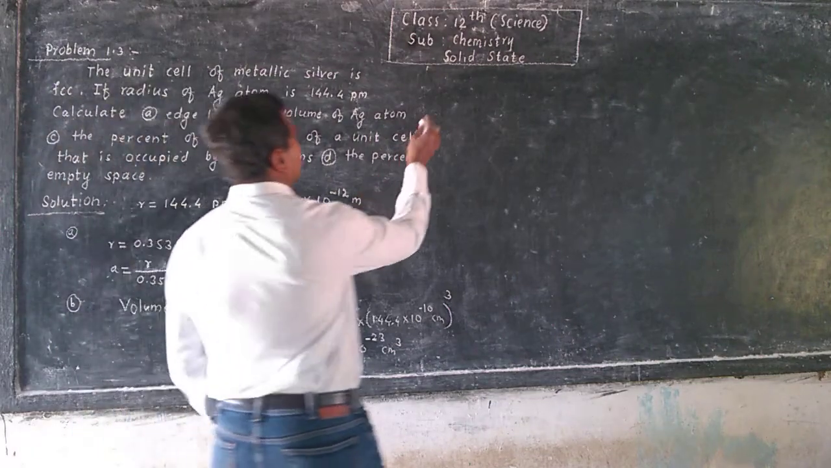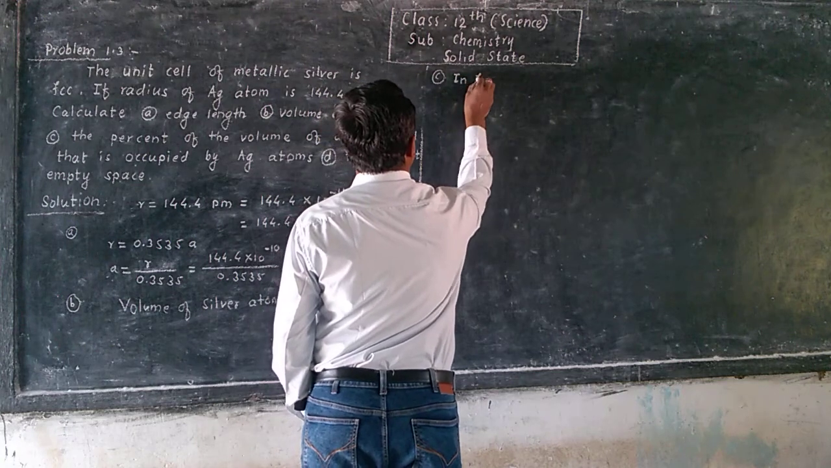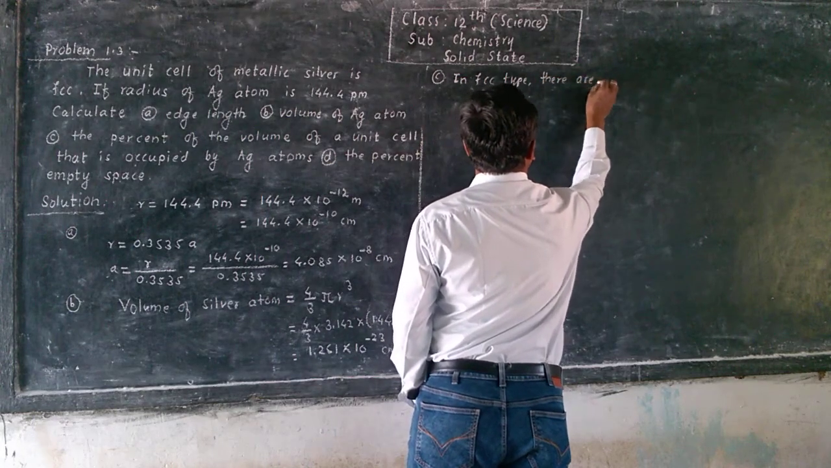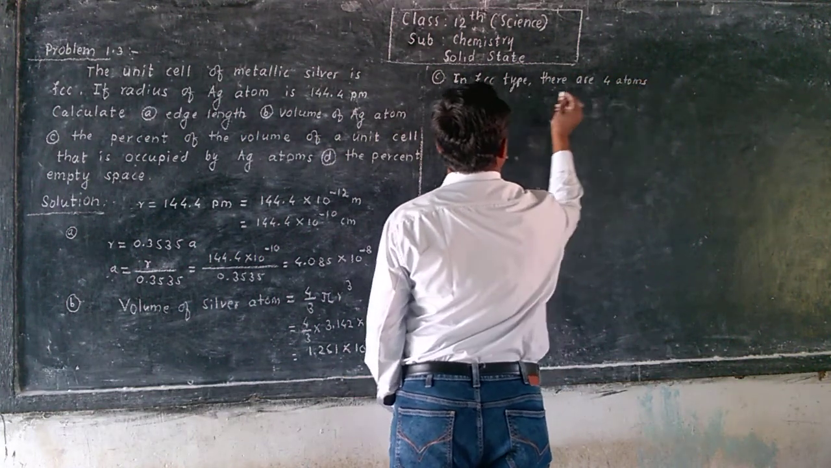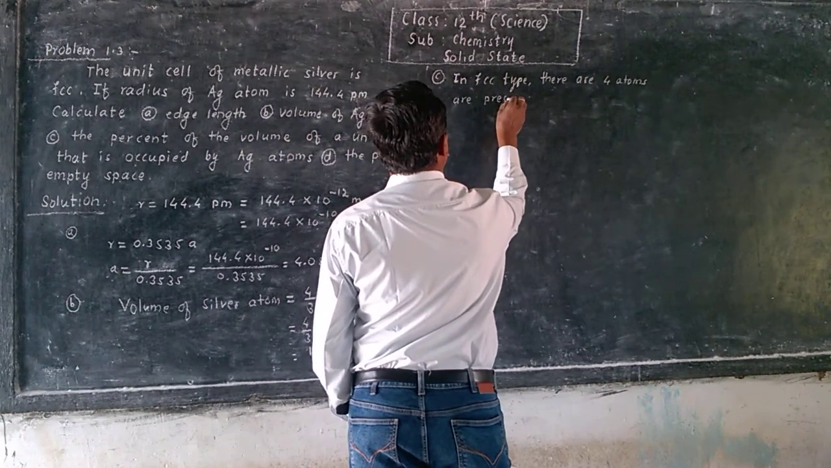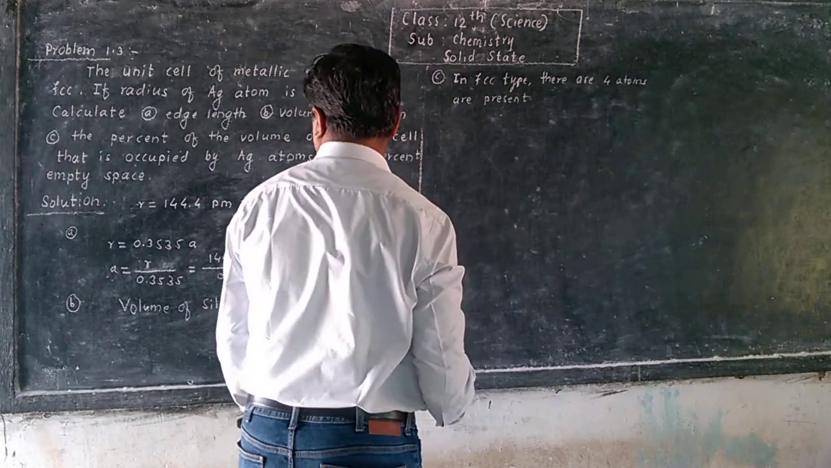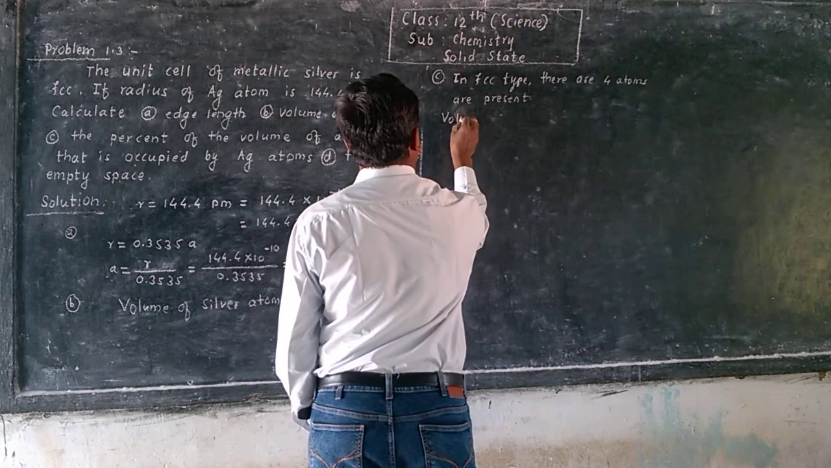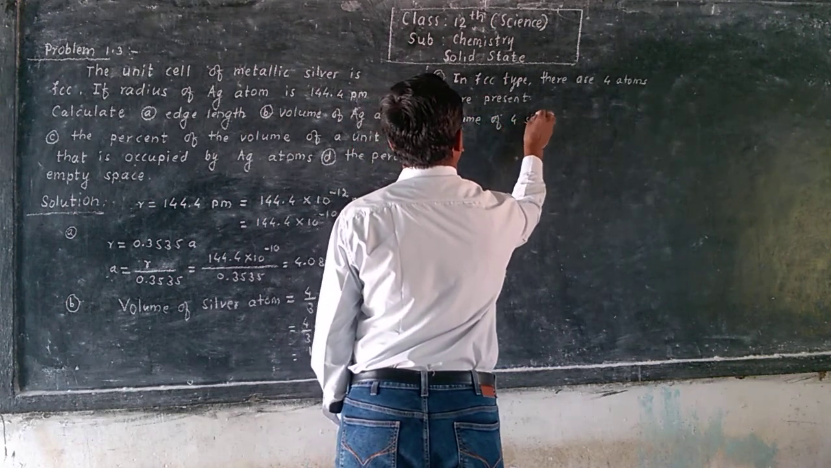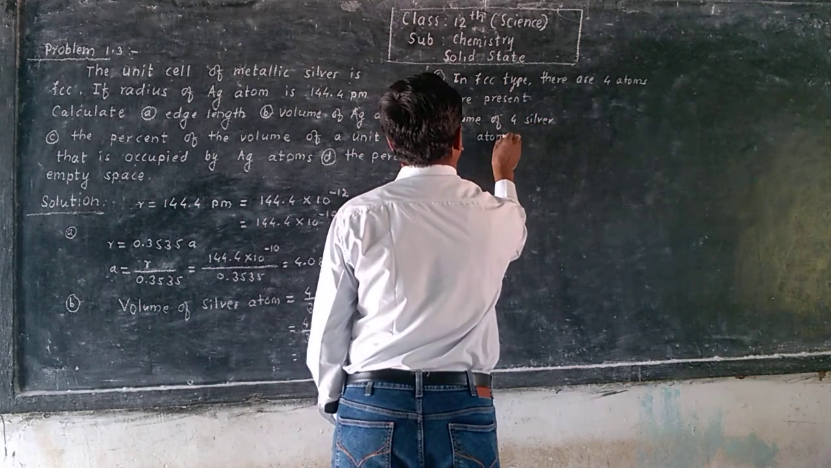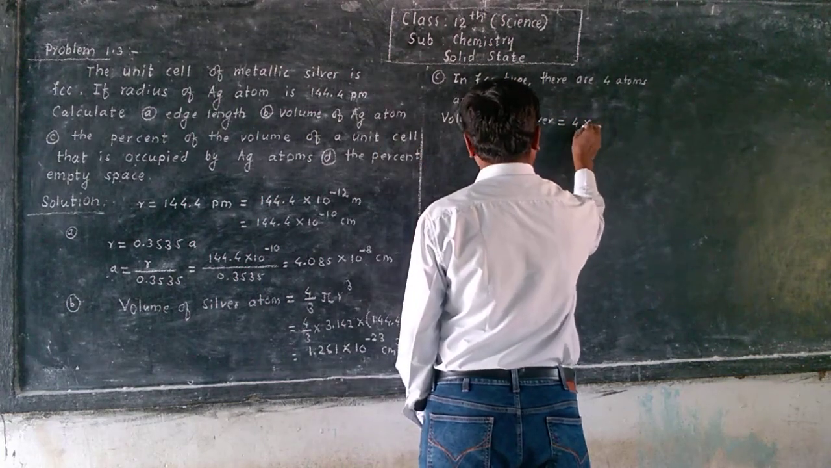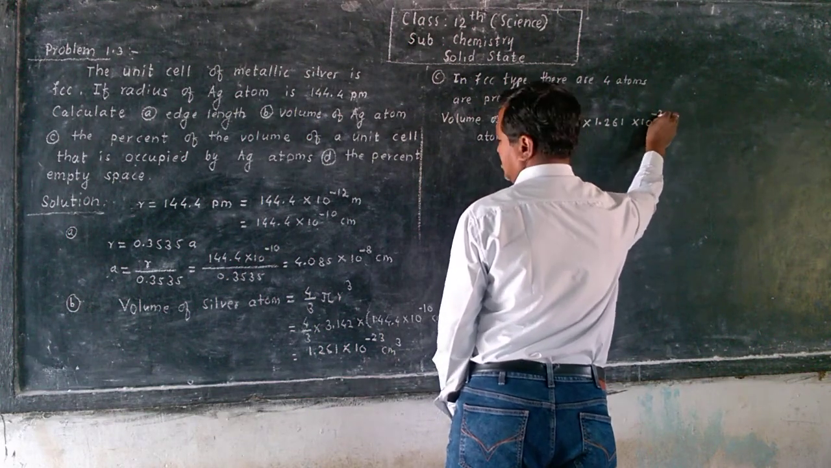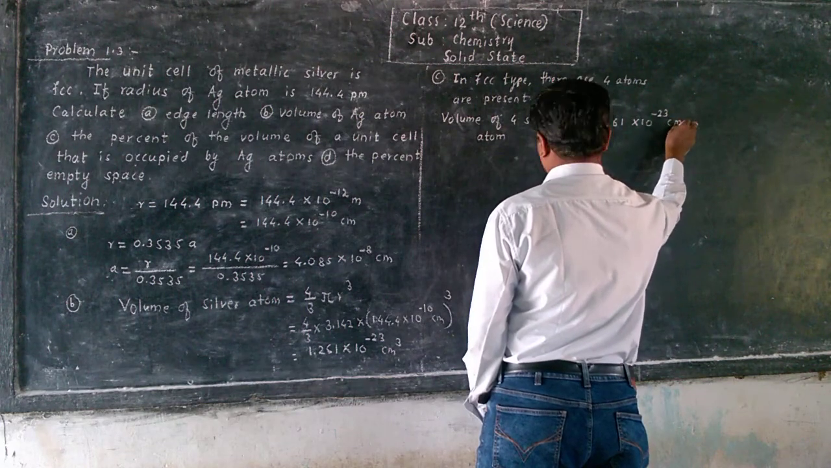Now percent volume of unit cell. In FCC type, there are 4 atoms present. So we have already found volume of 1 atom. So volume of 4 silver atoms is 4 into 1.261 into 10 raised to power minus 23 centimeter cube.